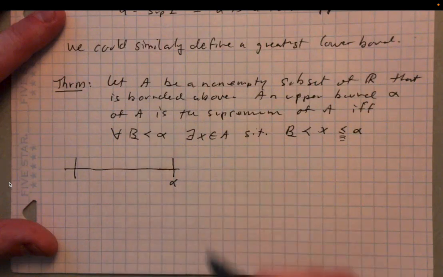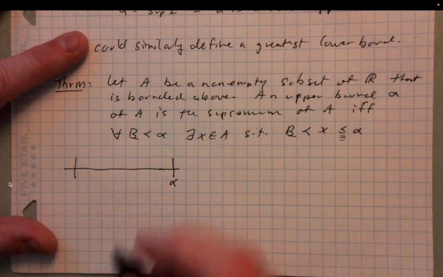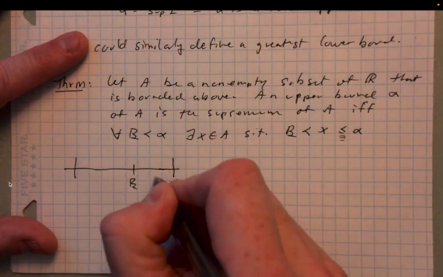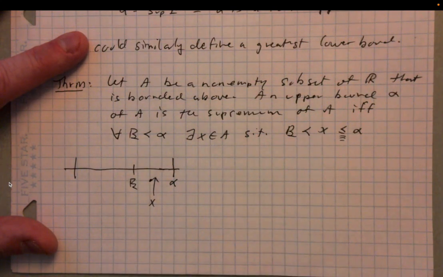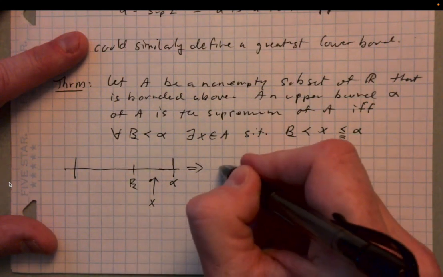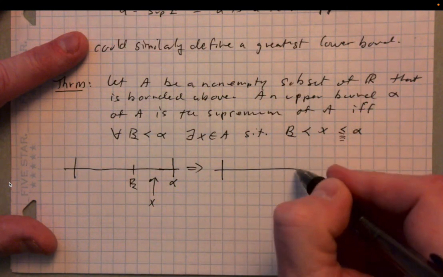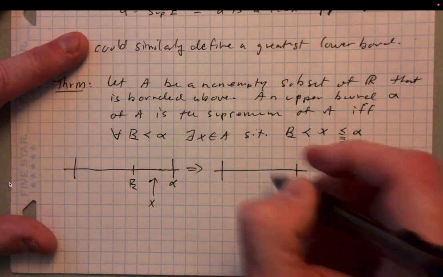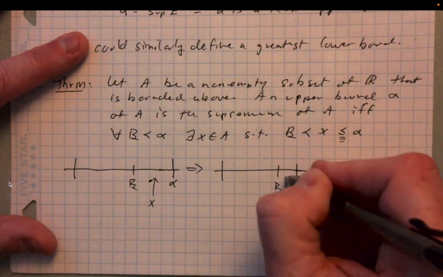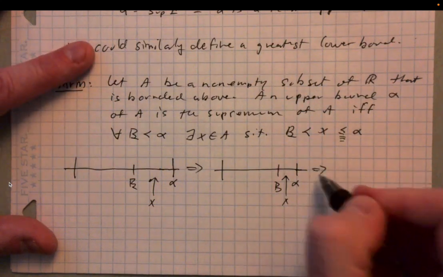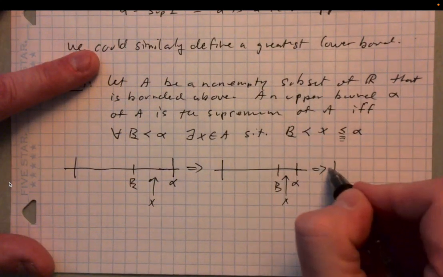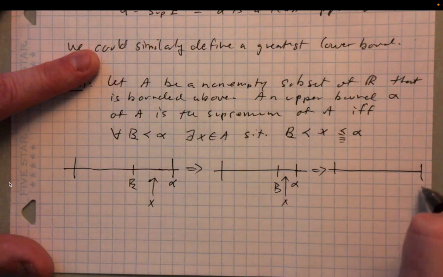Okay, here's my alpha. Right, if beta is here, then I can obviously find an X there. It gets a little weirder as we move closer and closer, right? So here's my alpha, maybe my beta is here. Well, I can still find an X. But what happens when they're right on top of each other, seemingly?